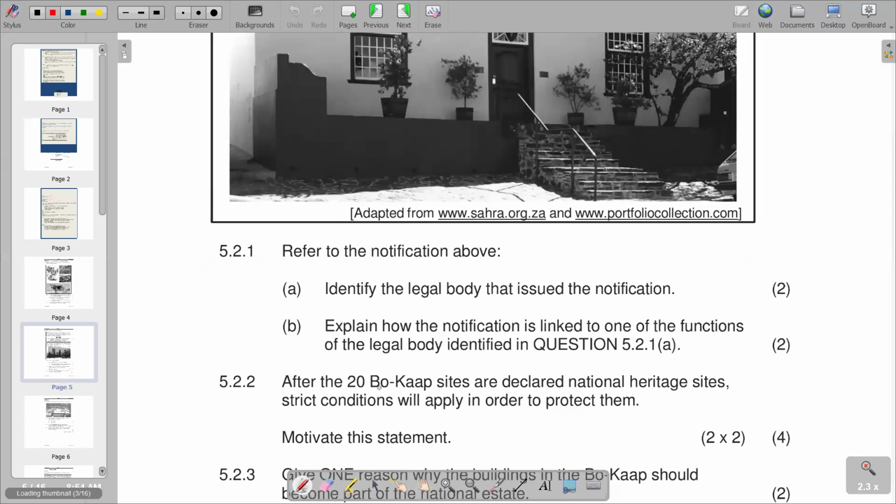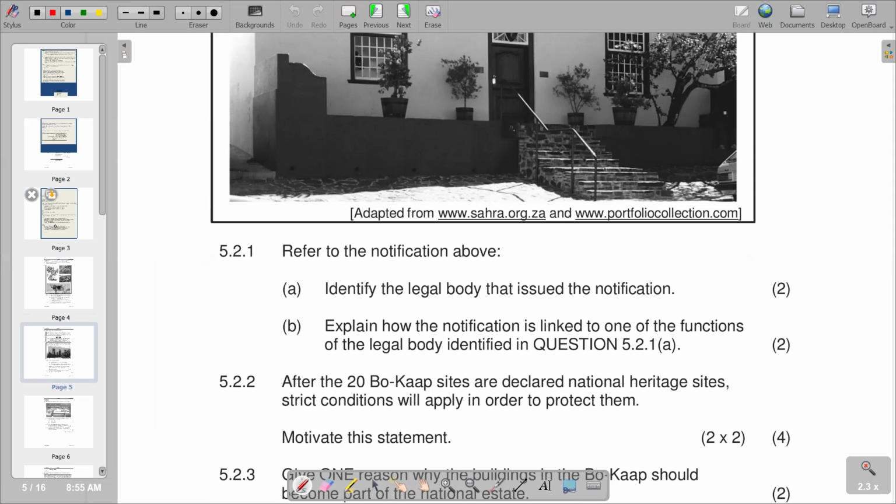Then moving on to the next part, we say after the Bokaap sites are declared national heritage sites, strict conditions were applied in order to protect them. Motivate this answer. Obviously, they have to be protected for future generations to come, as they would also want to experience those sites. So that's the main reason, and also the issue of securing our cultural sites for reference sake in terms of culture. So that's also what we have.